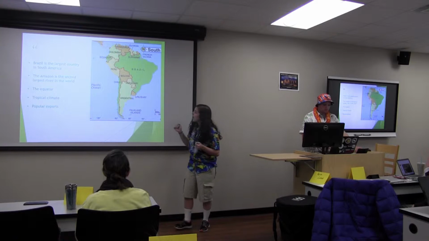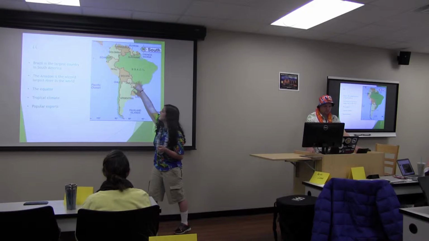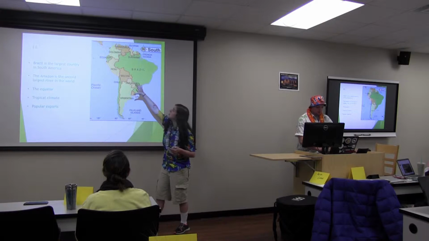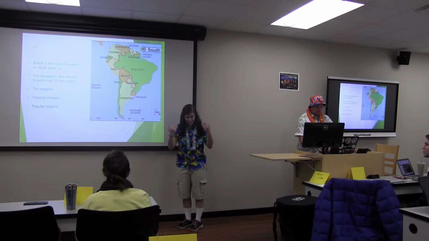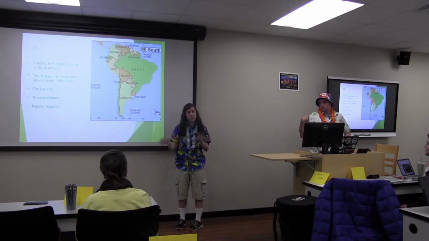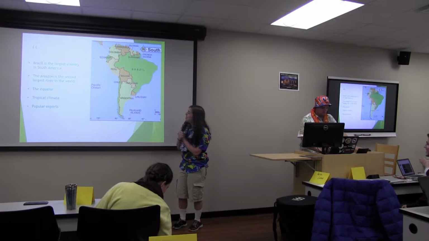The equator is up at the top. It's not drawn on here, but it goes through Ecuador, which is how the equator got its name. And so because the equator goes through that top part, it is a very tropical climate, hence the outfit. It's very warm, very nice, beaches, think like jungles, think like his hat, everything. Very tropical climate.